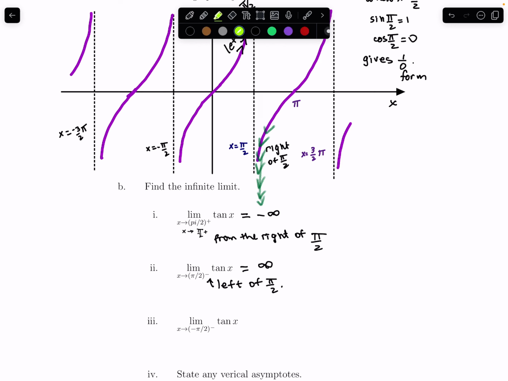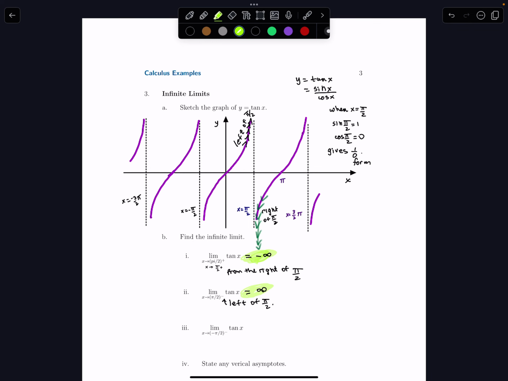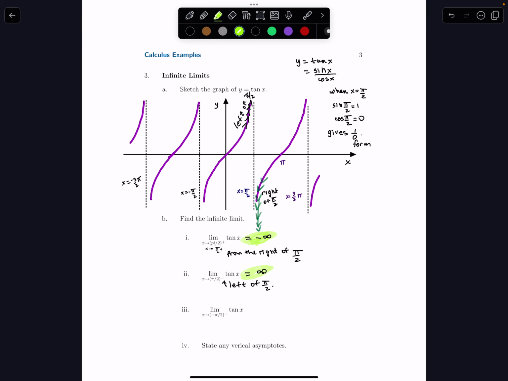Let's highlight these answers so that they stand out more, so that the answers are not lost in all the other noise that's going on the page. Let's check out this other one. Let's highlight what it's approaching.